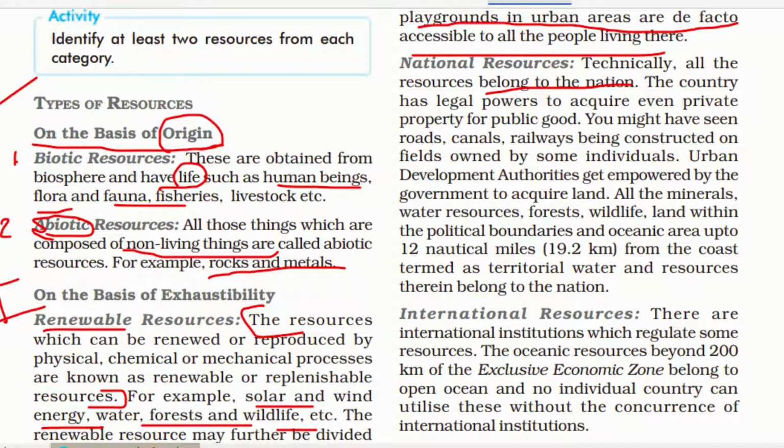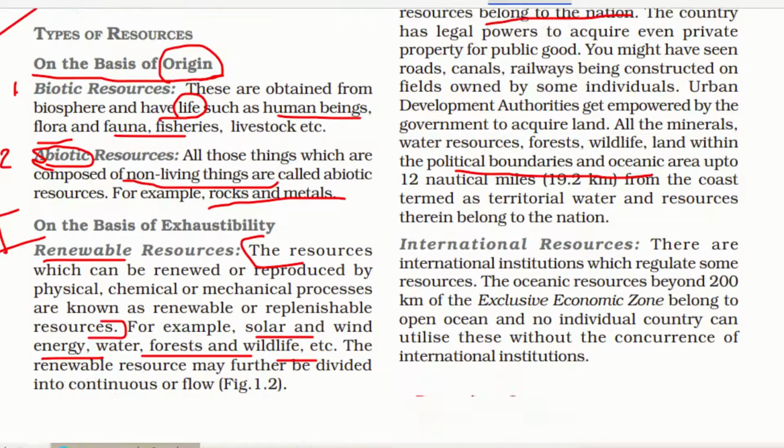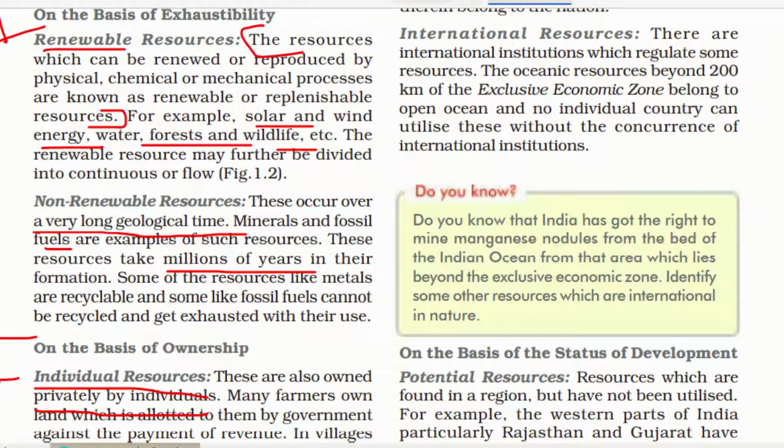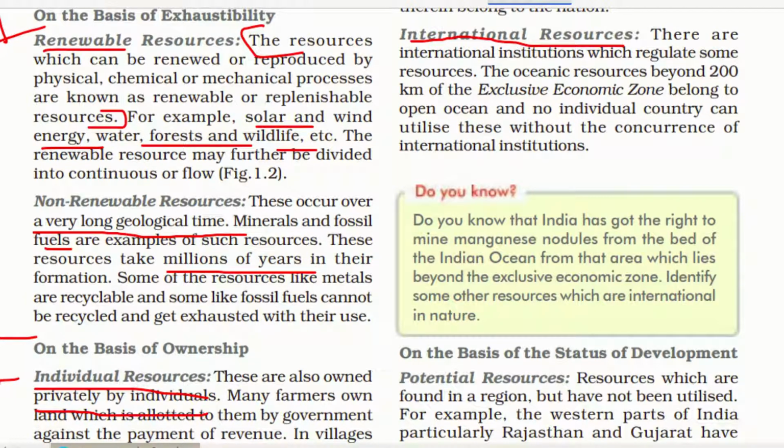Okay, suppose we are going to some forest and we are cutting the trees, finally a lot of allegations, cases and all will come. Okay, the police will charge a case against us. What is the reason? Because it belongs to national resources. Okay, then international resources. In the name itself we can identify the meaning. There are international institutions which regulate some resources. Example, the oceanic resources. It is very important. Okay, the oceanic resources beyond 200 kilometers of the exclusive economic zone, EEZ.